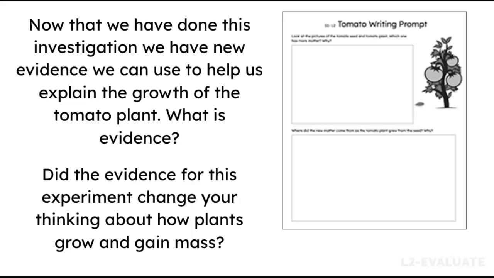For the Evaluate portion, you'll have students revisit their initial ideas on the Tomato Writing Prompt student journal page. You'll read the instructions for the bottom portion of the page and have students write down their new ideas and evidence for the After the Sprouter Investigation portion.